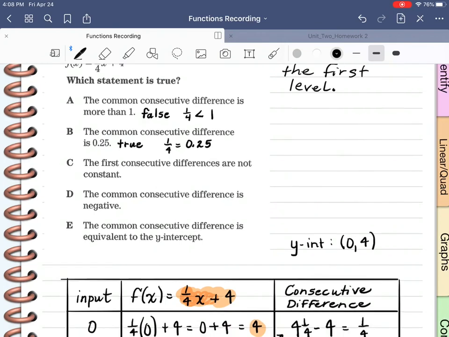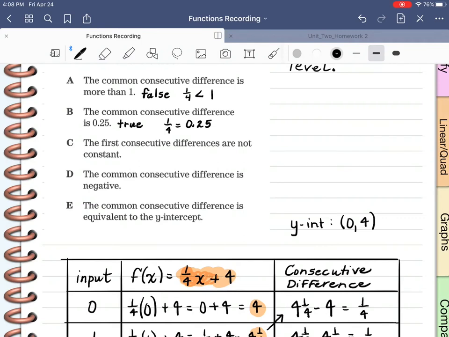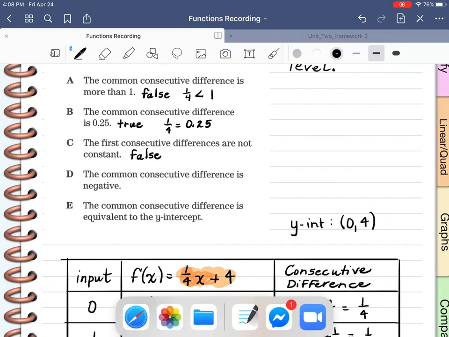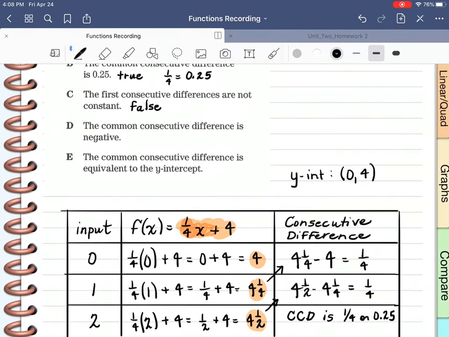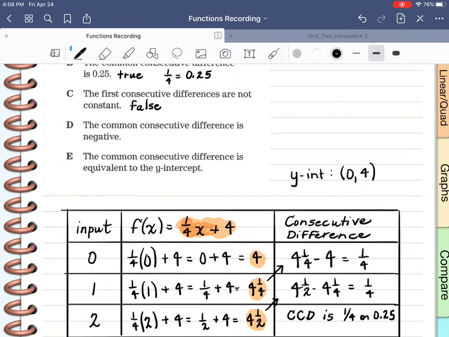The first consecutive differences are not constant. Well, that's false because they're both the same thing. They are constantly 1/4. The common consecutive difference is negative. That's false because it is a positive 0.25. We know that the common consecutive difference is 0.25 or 1/4. It is not a negative number.